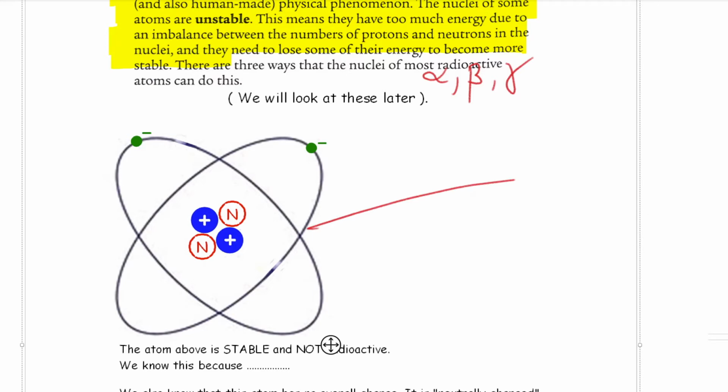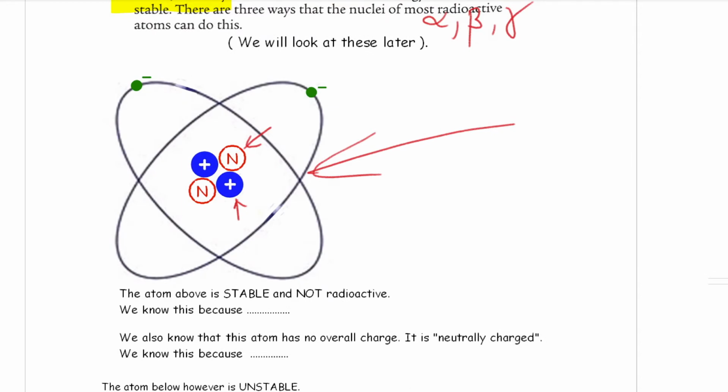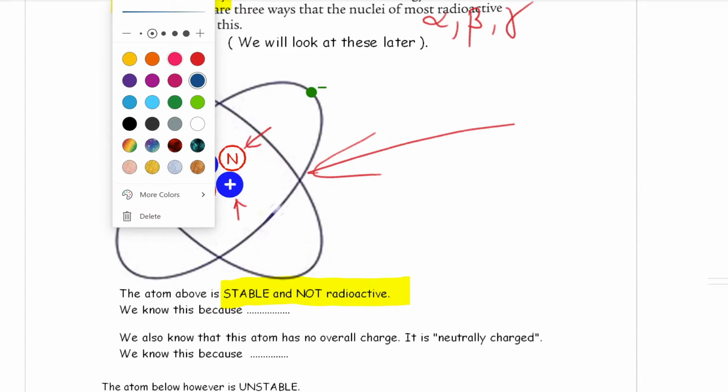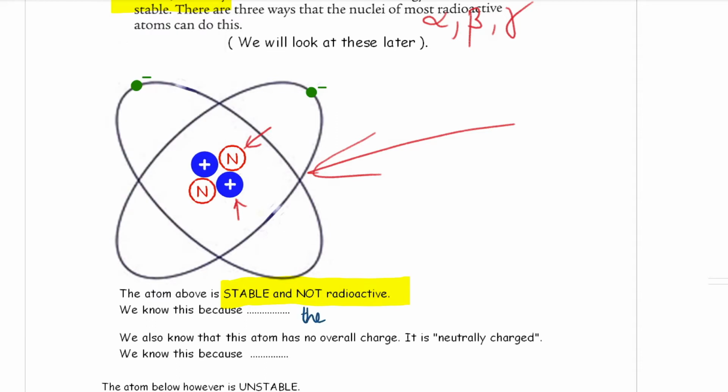If we look at this atom, it's got the same number of protons as neutrons. There's your proton, there's your neutron. So we would say this atom is stable and therefore crucially not radioactive. So you would write down underneath here, let's get a blue pen. We know this because the number of protons and neutrons are equal.